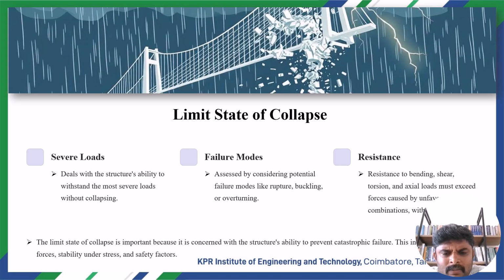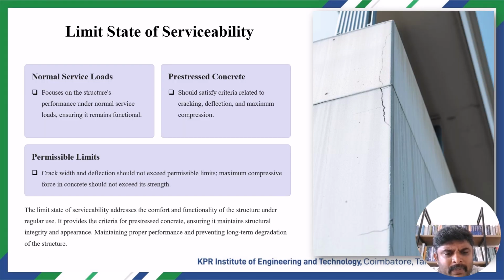In the limit state of collapse, we are focusing on the severe loads; it deals with the structure's ability to withstand more than service loads and failure loads, assessed by considering potential failure modes by rupture, buckling, or overturning. And the third one is resistance to bending, shear, torsion. That's why we are studying limit state of collapse: bending, tension, torsion, shear, etc. And serviceability means the cracking, fire resistance, deflections. So these all come under serviceability.